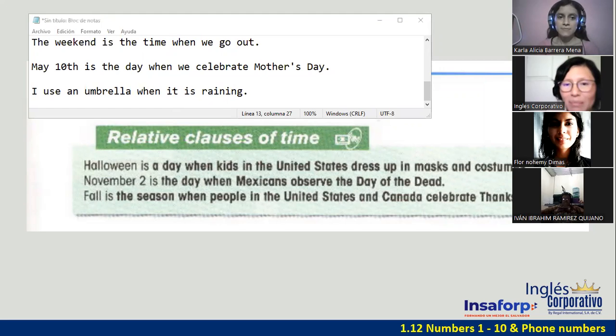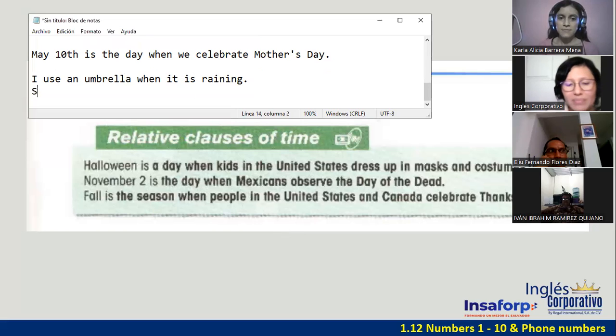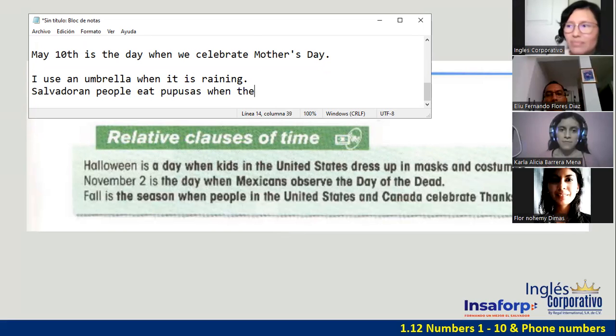Anyone else? ¿Alguien más? Yes, and the Salvadorian people eat pupusas when it's hungry. Salvadoran people eat pupusas when it's hungry.